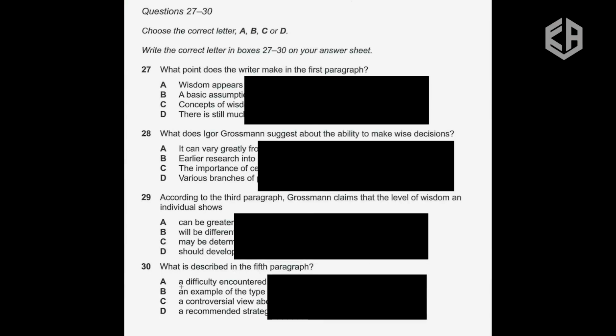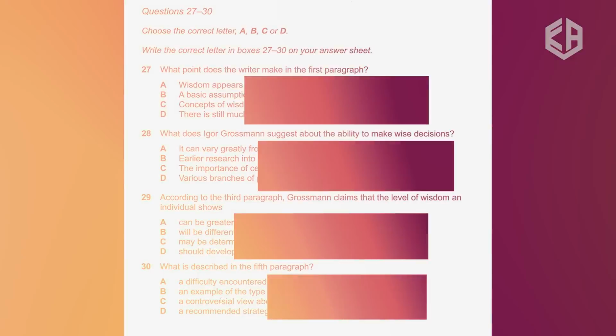Especially look at number 30. It says a difficulty, an example, a controversial view, a recommended strategy. So did the fifth paragraph mention, for example, anything about a strategy or anything about a difficulty? If there was no talk of controversy or discussion or argument, probably options A and C are not the answers that we are looking for. So by focusing on the first half of each option, you have a great upper hand in figuring out what is the best answer for each question.